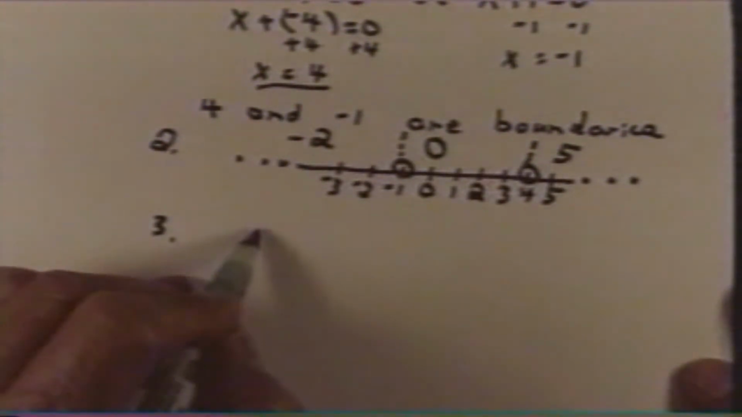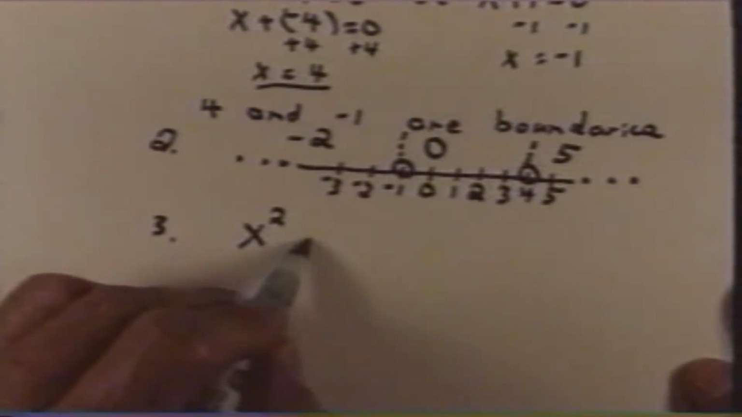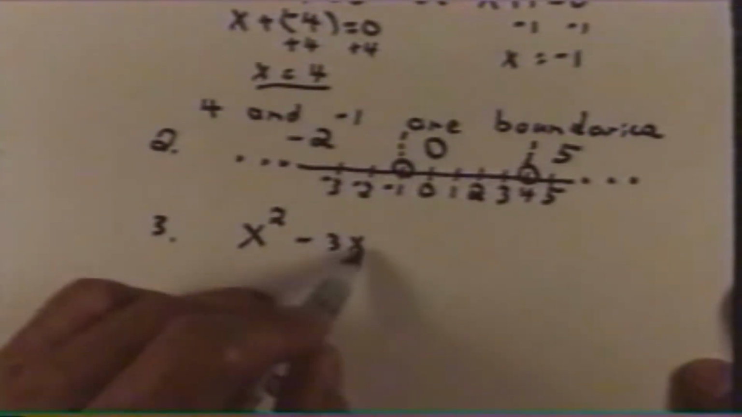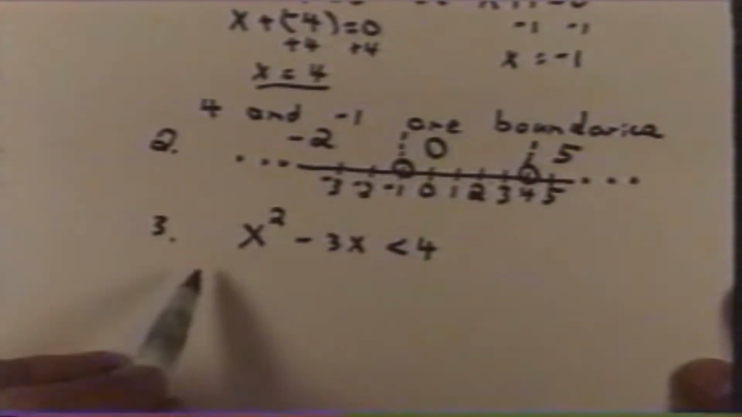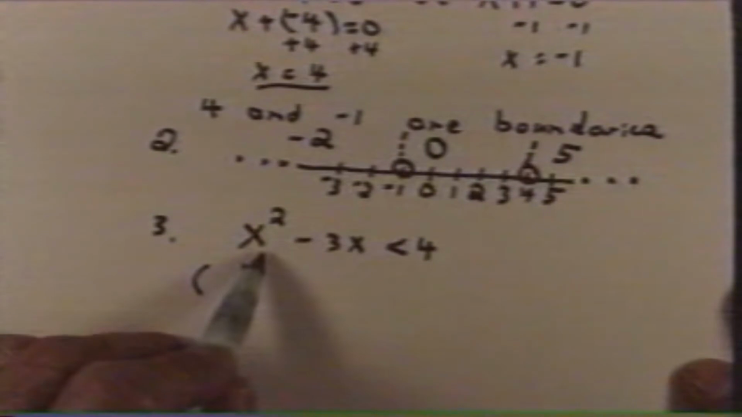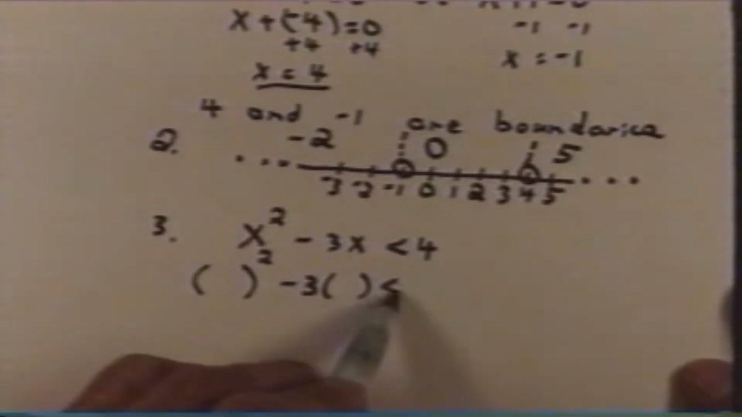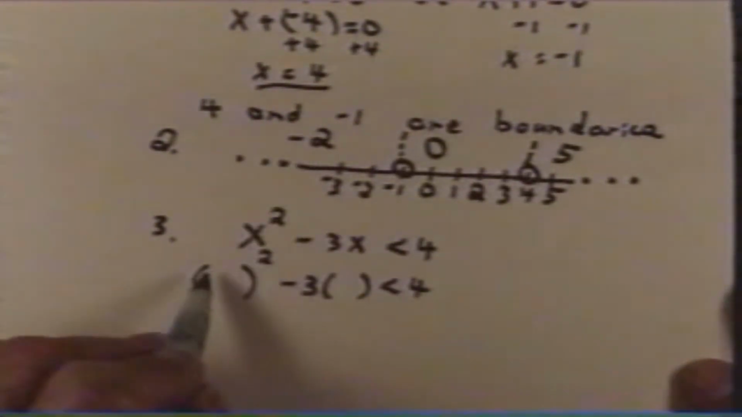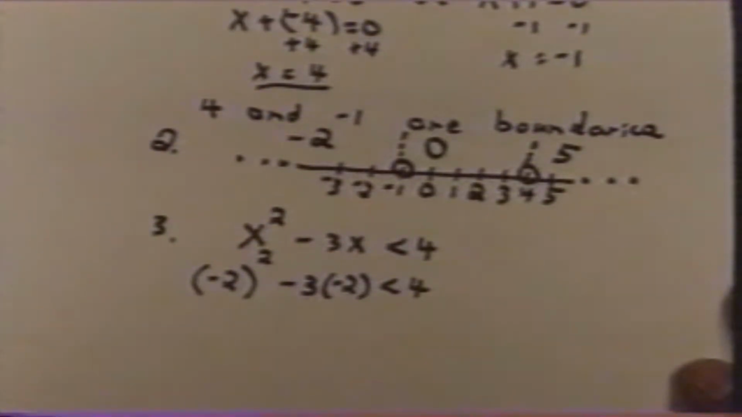I'm going to substitute into the original inequality, which was x squared minus 3x is less than 4. Replace x with parentheses, and I'm going to check -2. So to check -2, I put -2 in the parentheses. So we're using the checkpoint -2.